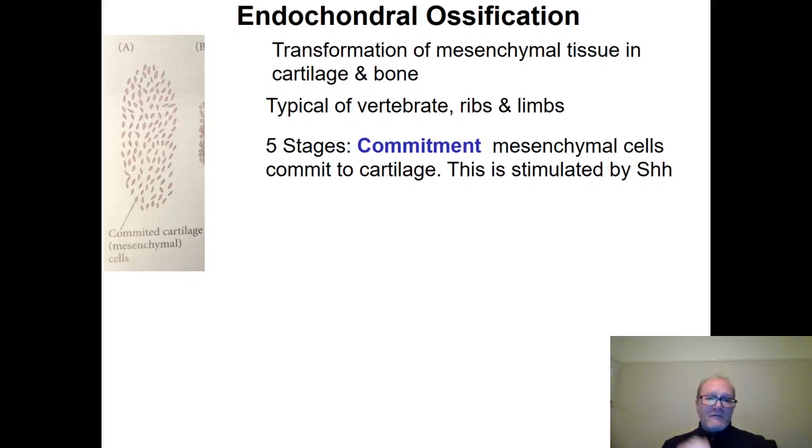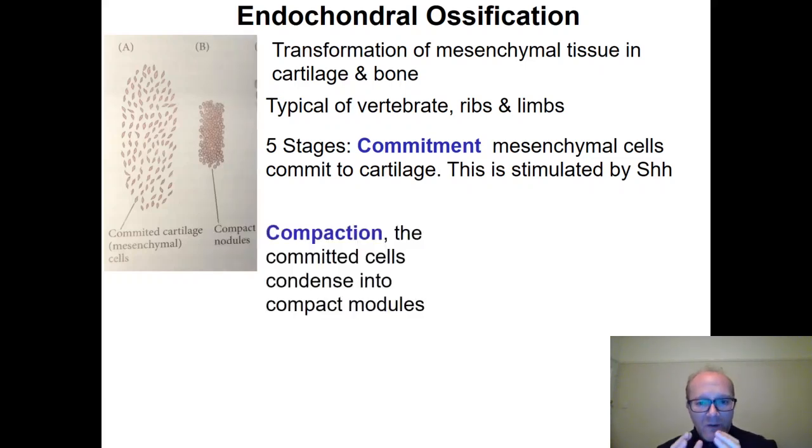Endochondral ossification has 5 stages. The first one is called commitment. During commitment, the mesenchymal cells commit to become cartilage, okay? And this is driven by SHH. We just talked a minute ago about how SHH is important to differentiate between the syndetome, the cells that become the tendons, and the sclerotome, the cells that will become bones, and initially they will actually become cartilage.